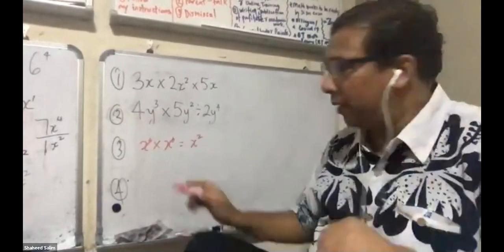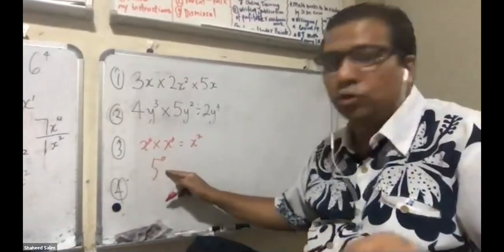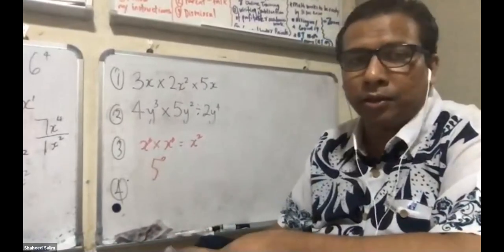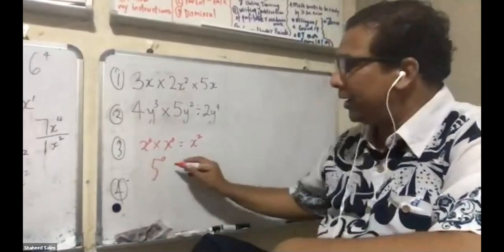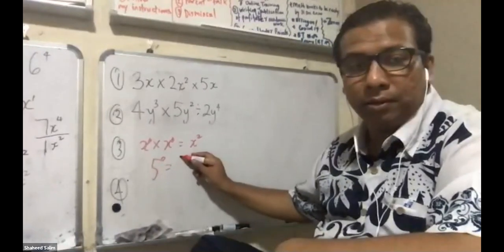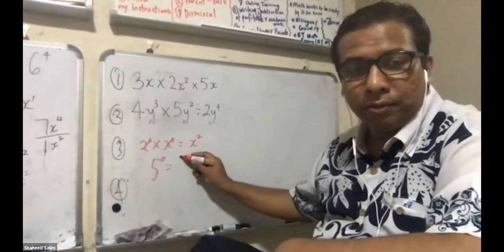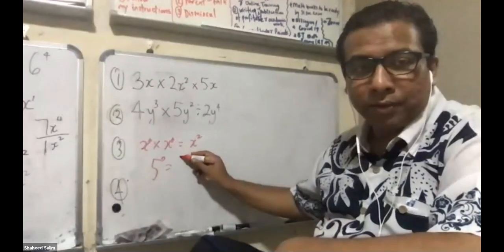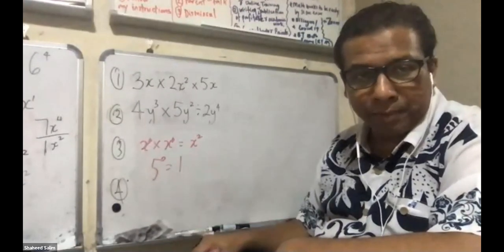Now, let me tell you something. Let's say 5 to the power 0. Can you try using your calculator? 5 to the power 0, you try? Use your calculator. You've got a calculator, right? Try. You'll find that it equals what? You got the answer? Shafi, you got the answer? 1, right? Am I not correct?